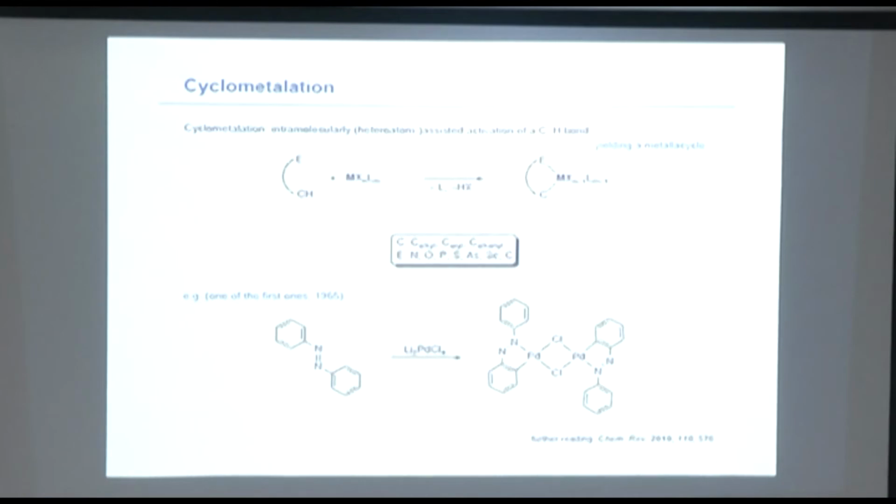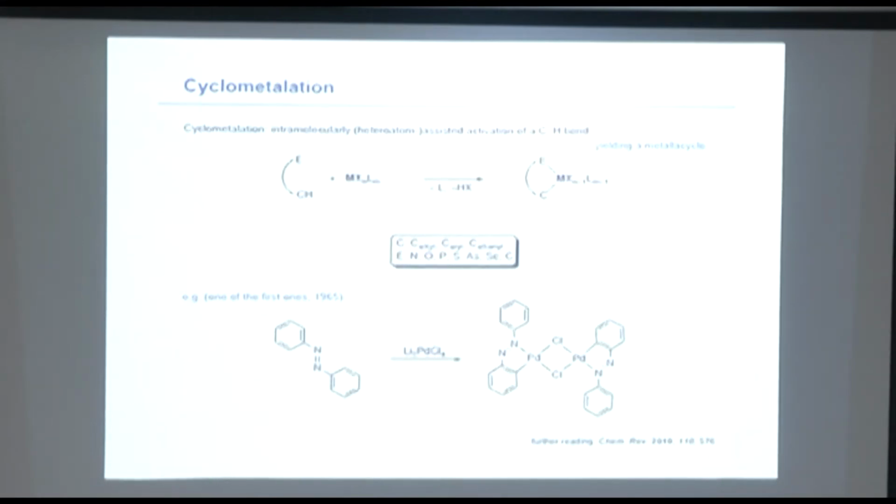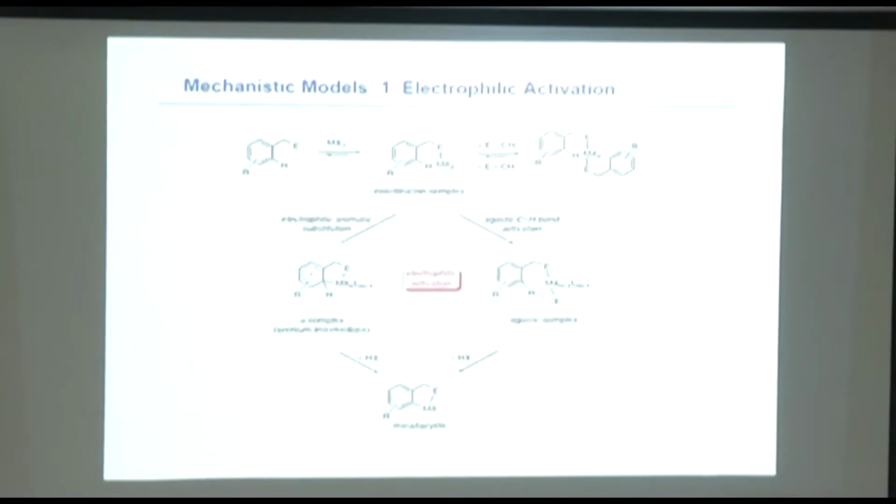So cyclometalation is quite old. About 50 years ago, the first reports appeared where palladium was used for the cyclometalation of this diaza compound, and you see there's a new cycle formed where the aromatic carbon-hydrogen bond has been activated. How can we generate these metallocycles? Generally, cyclometalation is a two-step process.